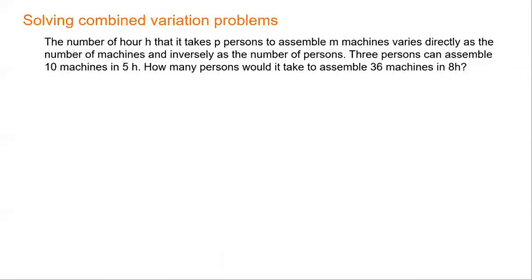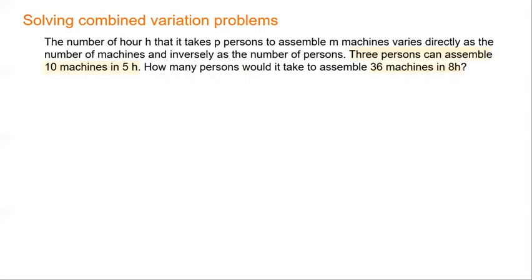So how do we solve problems involving combined variations? Let us have this example. The number of hours that it takes P persons to assemble M machines varies directly as the number of machines and inversely as the number of persons. 3 persons can assemble 10 machines in 5 hours. How many persons would it take to assemble 36 machines in 8 hours?